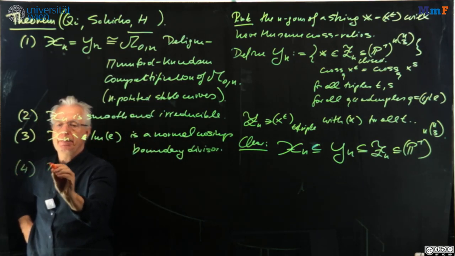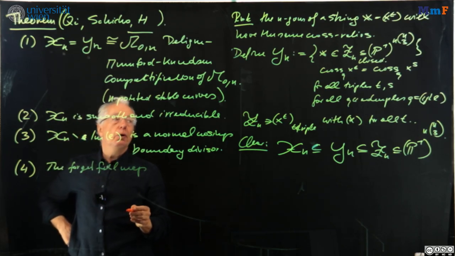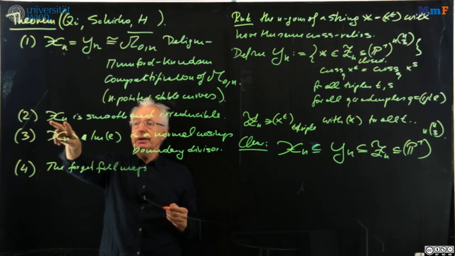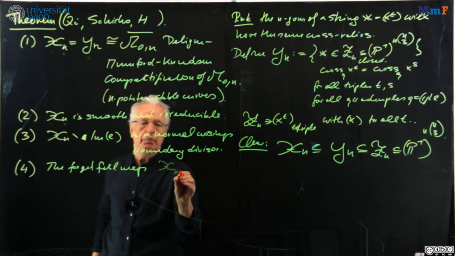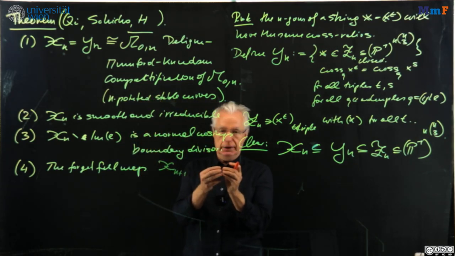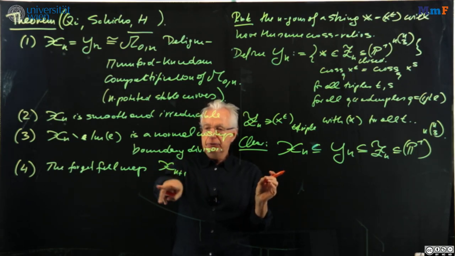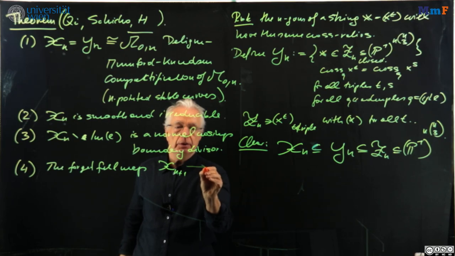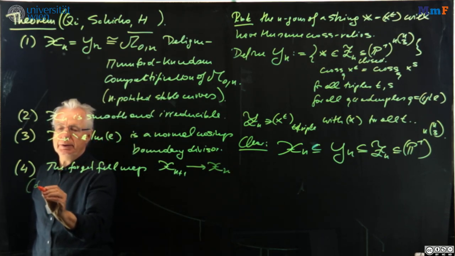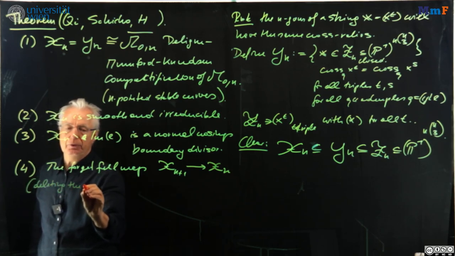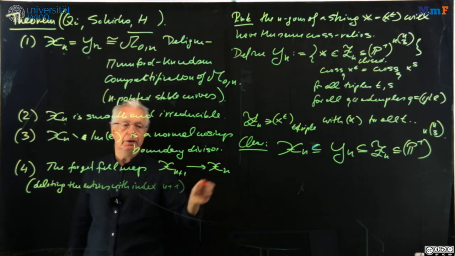Number 4, the forgetful map. So let me recall that xn consists of strings of n-gons. Now, if you go to xn plus 1, you have n plus 1 gons. So you have an n-gon, and then you add one more entry, and you do it in the whole string. So if you look at this compactification, you have a natural map going down to xn, forgetting or deleting the entries with index n plus 1. So that's a natural projection map.